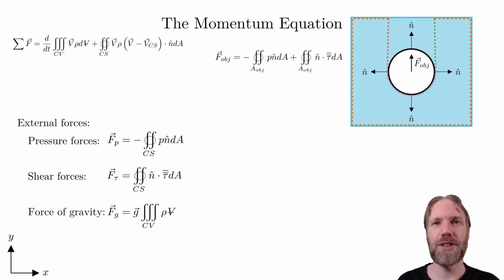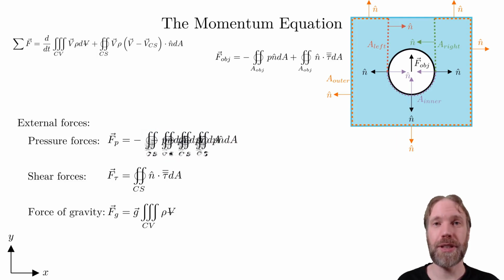Let's divide the control surface into 4 different areas. Call the outer area A outer, call the area from the top down to the object A right, the area next to the object A inner, and the area from the object up to the top A left. Let us also add in the normal vector that is pointing outward from the control volume. We can start by calculating the pressure force for this control surface. Split the surface into the 4 chosen areas.